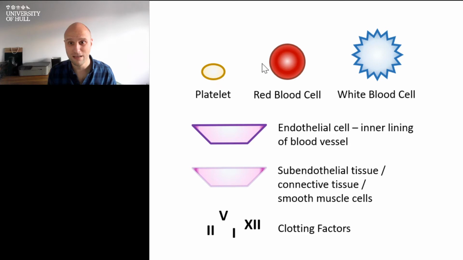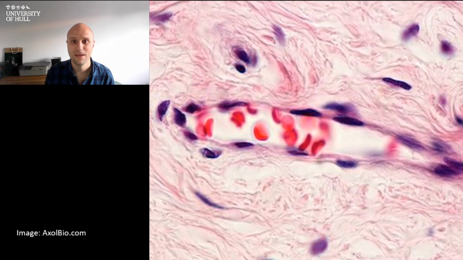We've got platelets, red blood cells, white blood cells. These are the endothelial cells that line the innermost compartment, the innermost lining of the blood vessels. And then we have what we call subendothelial tissue, which is any of the connective tissue or cells that form the middle of the blood vessel wall itself. And of course, we have clotting factors, which are going to be coming together to clot the blood and end in the production of fibrin.